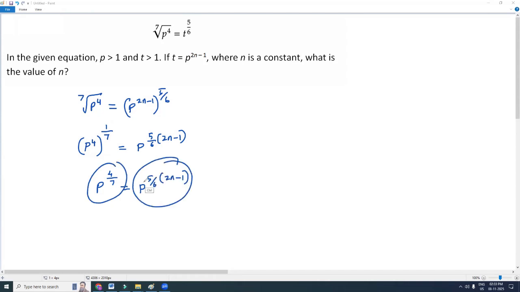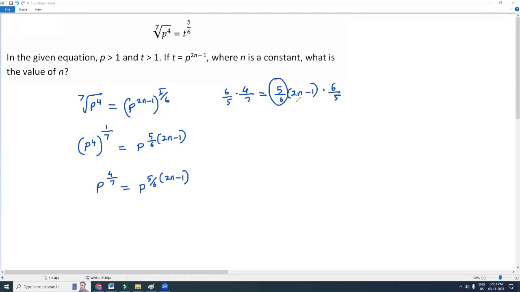Here two powers are equal with the same base, that is p. Whenever two powers are equal with the same base, we can equate the exponents. When I equate the exponents, I am getting 4 over 7 equals 5 over 6 times 2n negative 1. Let me multiply both sides of the equation by 6 over 5. I want to get rid of this fraction, that's why I multiply both sides of the equation by 6 over 5.